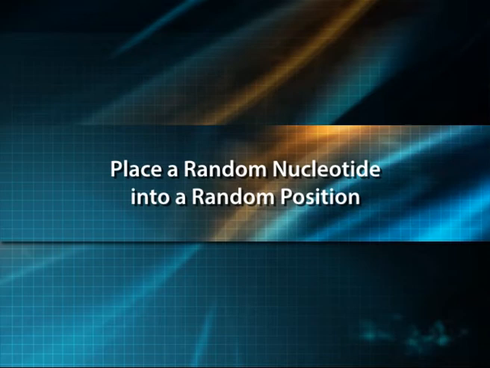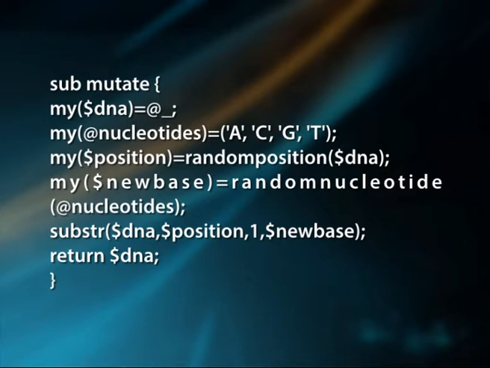Place a random nucleotide into a random position. For the final subroutine, which does the actual mutation in a string of DNA, the code can be in the following form. sub mutate { my ($DNA) = @_; my @nucleotides = ('A','C','G','T'); my $position = random_position($DNA); my $new_base = random_nucleotide(@nucleotides); substr($DNA, $position, 1, $new_base); return $DNA; } Here the DNA is mutated by picking a random position, selecting a nucleotide at random and then substituting that nucleotide at the position in the string.